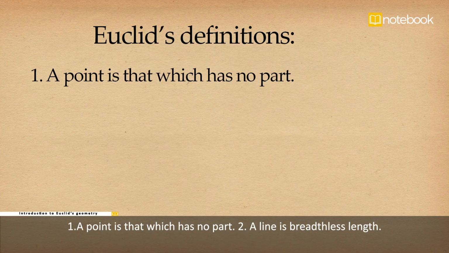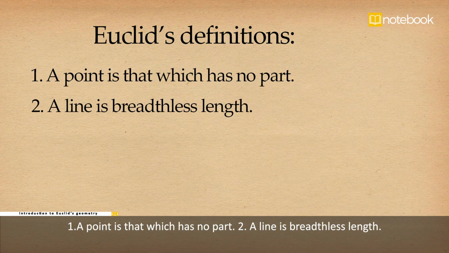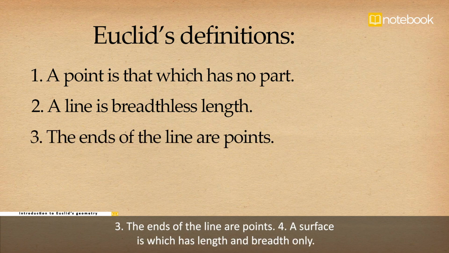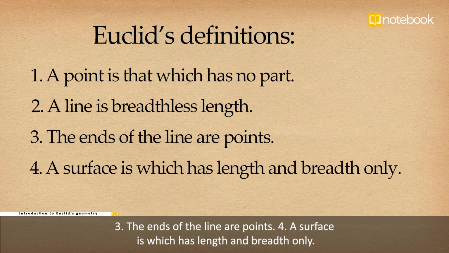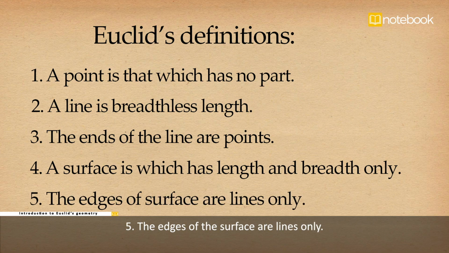1. A point is that which has no part. 2. A line is breadthless length. 3. The ends of a line are points. 4. A surface is that which has length and breadth only. 5. The edges of a surface are lines.